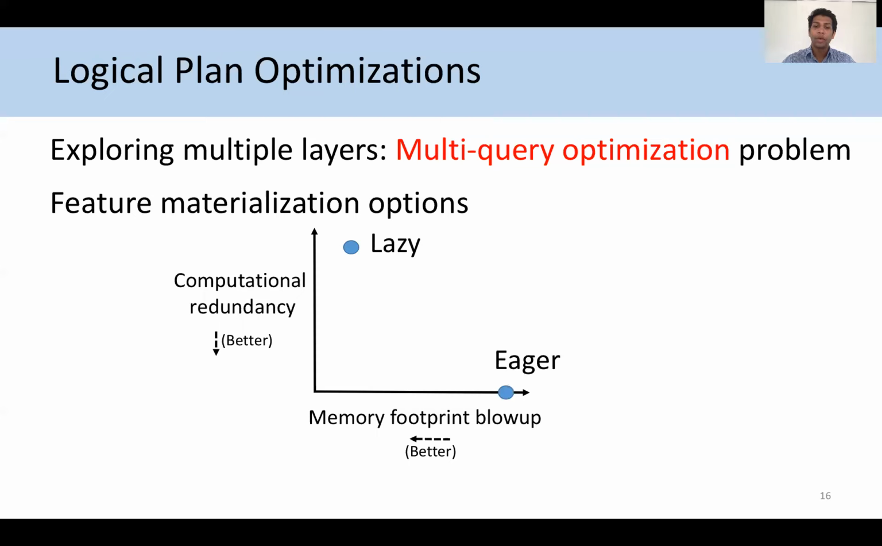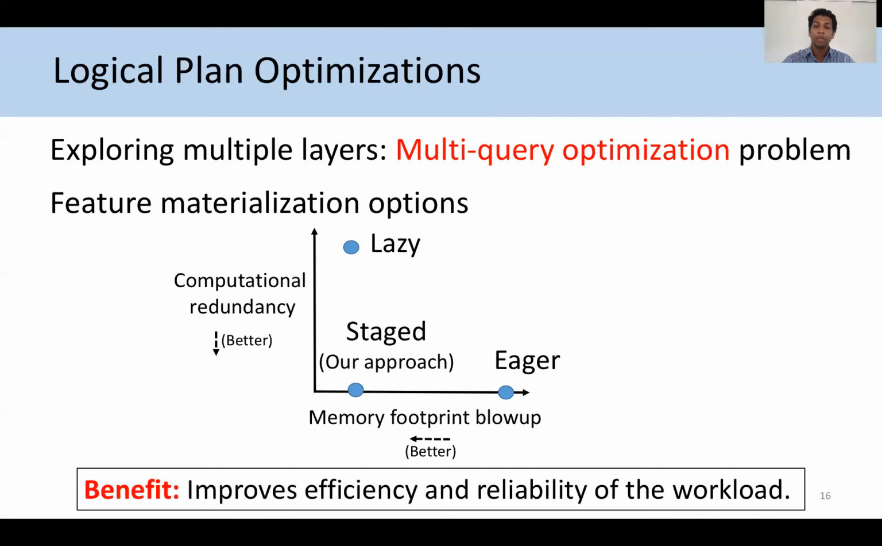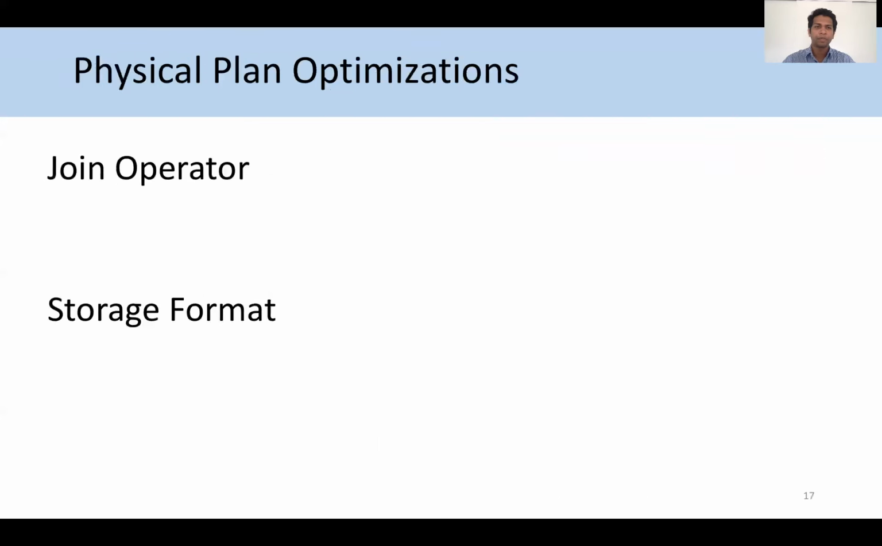Alternatively, you can extract all the layers in one go, which we call the eager plan, which has zero computational redundancy, but has high memory footprint. We propose a novel approach called staged, which takes into account the characteristics of CNNs and also the characteristics of this particular workload to provide the best of both worlds. By using staged, we can improve efficiency and reliability of this workload.